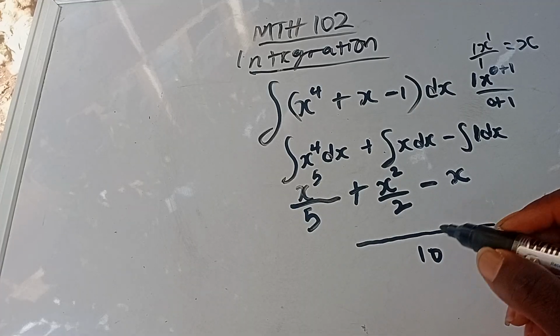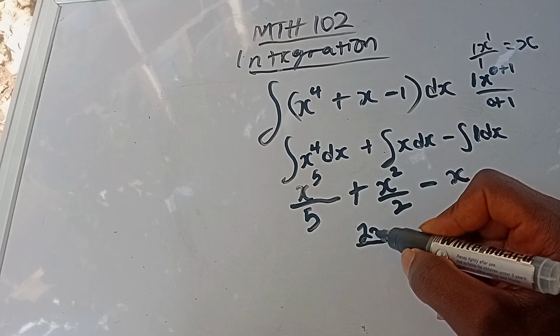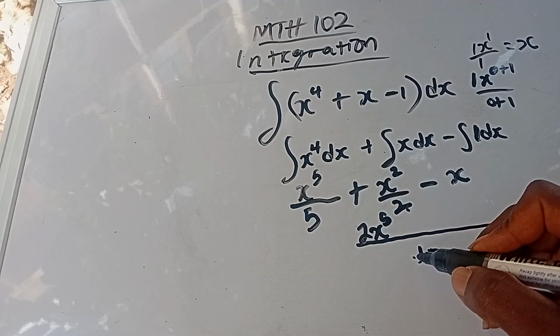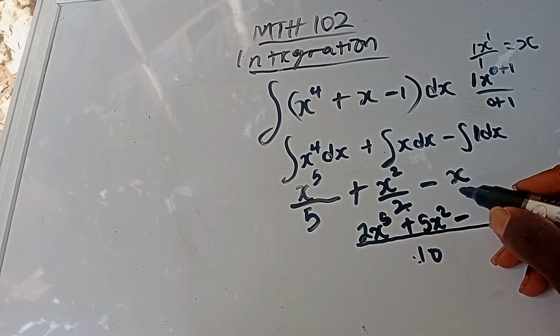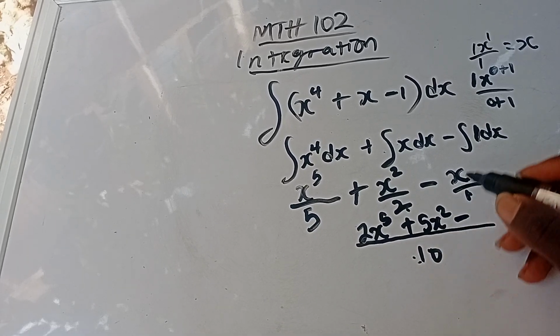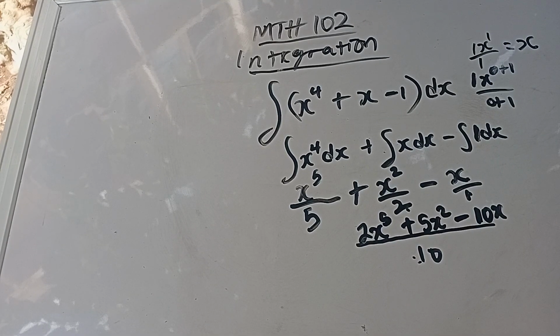The LCM is 10. 5 in 10, 2. 2 times x raised to power 5. We have 2x raised to power 5. 2 in 10, 5. 5 times x squared, plus 5x squared, minus this over 1. 1 in 10, 10. 10 times x, plus 10x. So that's that for that.